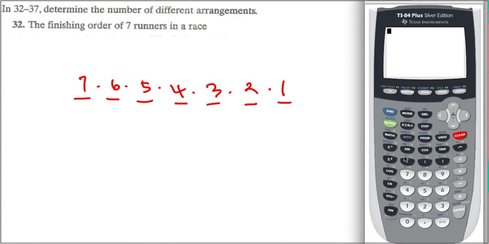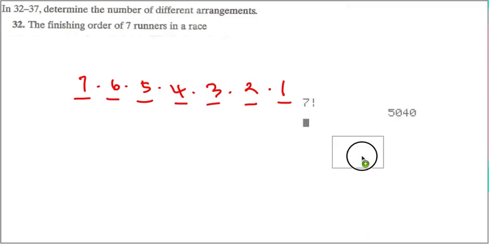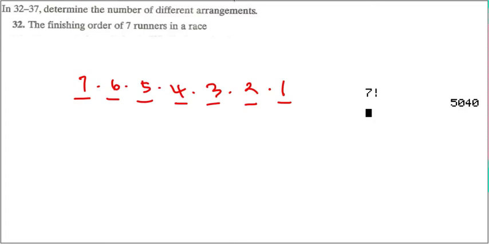I'll be just going for 7 factorial, number 4. Alright, the answer becomes 5040.